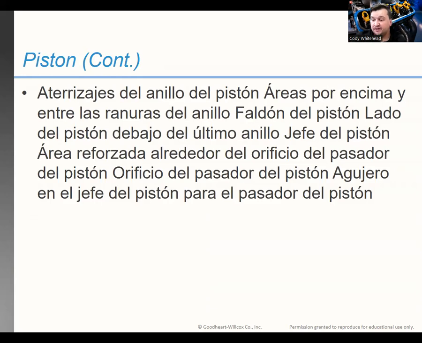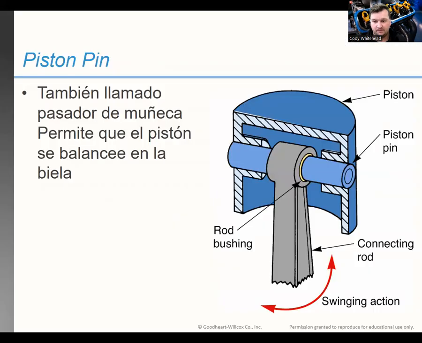Piston ring lands are the area above and between the ring grooves. Piston skirt is the side of the piston below the last ring. Piston boss is the reinforced area around the piston pin hole. The piston pin hole is the hole in the piston boss for the piston pin. So we can see here the boss is right here. You can see how it's reinforced. Our piston pin here.